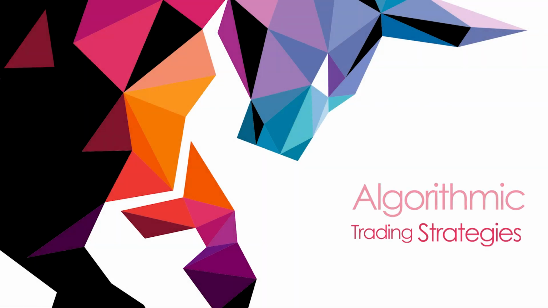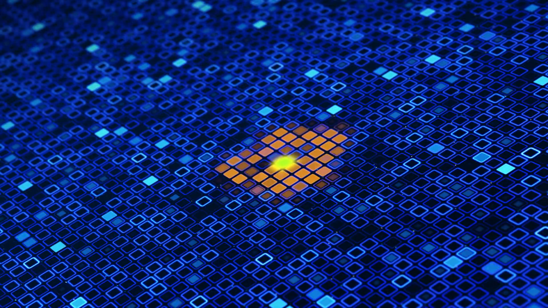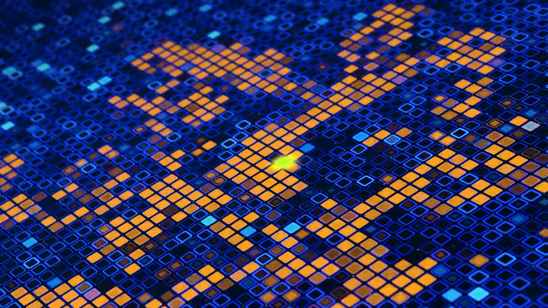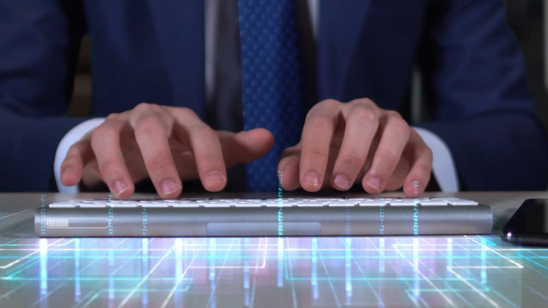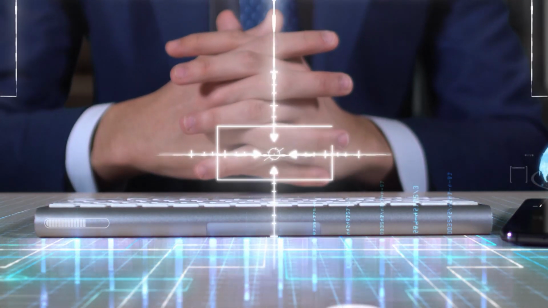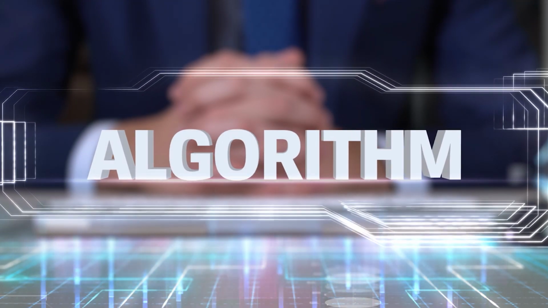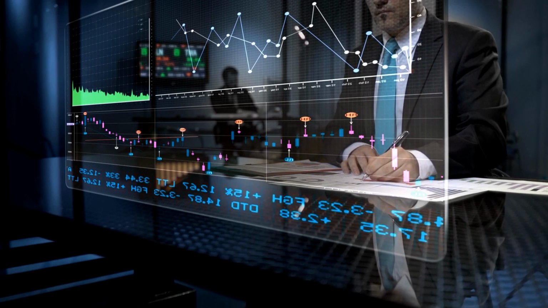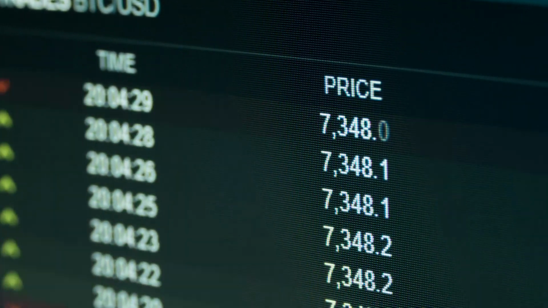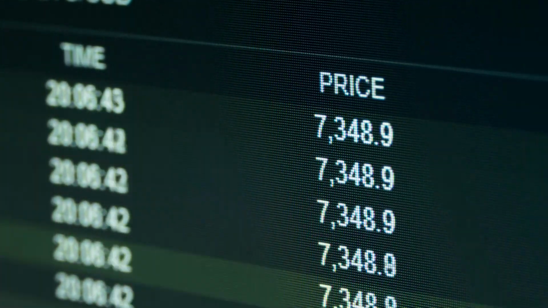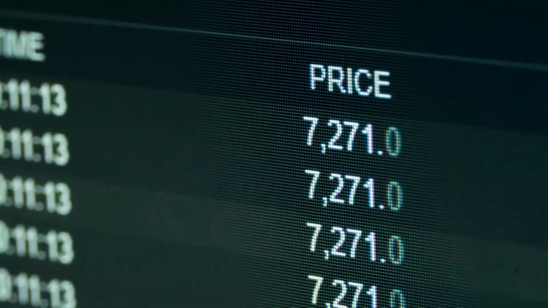Algorithmic trading strategies for stablecoins. Algorithmic trading is the most innovative and advanced form of trading in the present world. In this system, trading is done through computers that are assigned a predefined set of instructions, which is called the algorithm, and this algorithm executes the trades for you. This algorithm-based technology makes the trading very fast and accurate without involvement of any human errors.